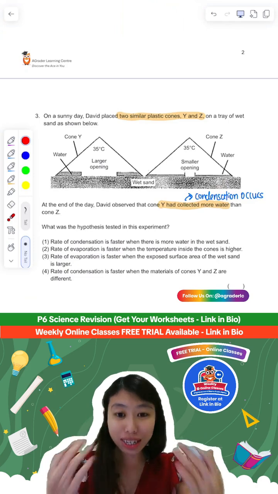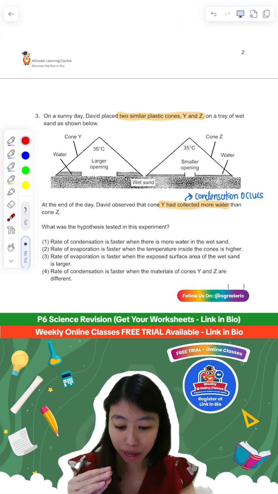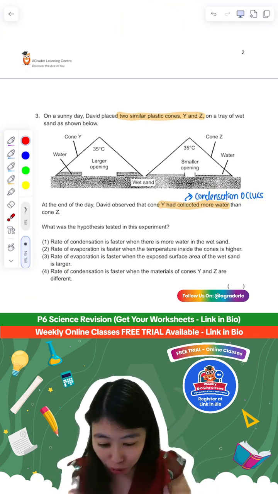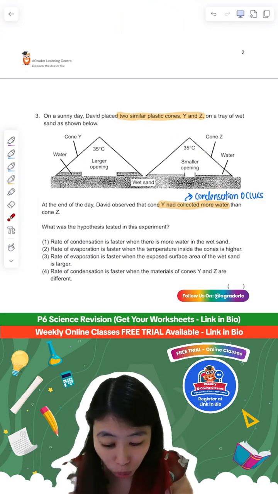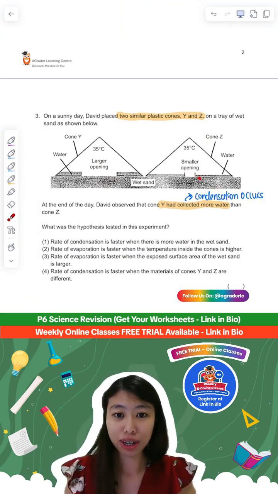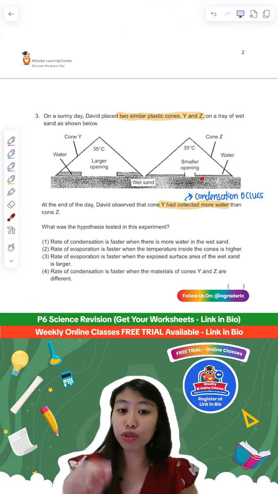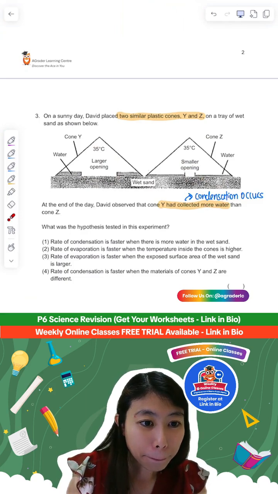But over here, my surface is the same temperature, right? Between these 2, my surface is of the same temperature. My surrounding, my sand, is at the same temperature, at the same location. So over here, the temperature difference does not affect rate of condensation. What about the other one?